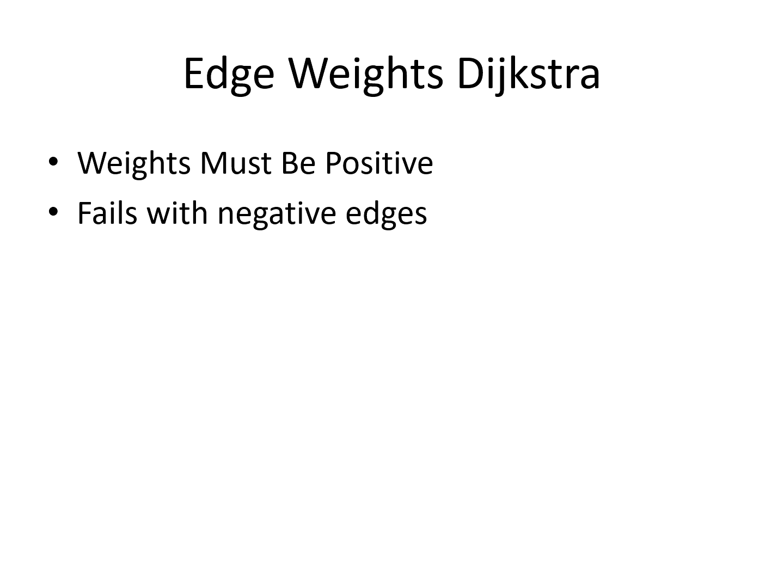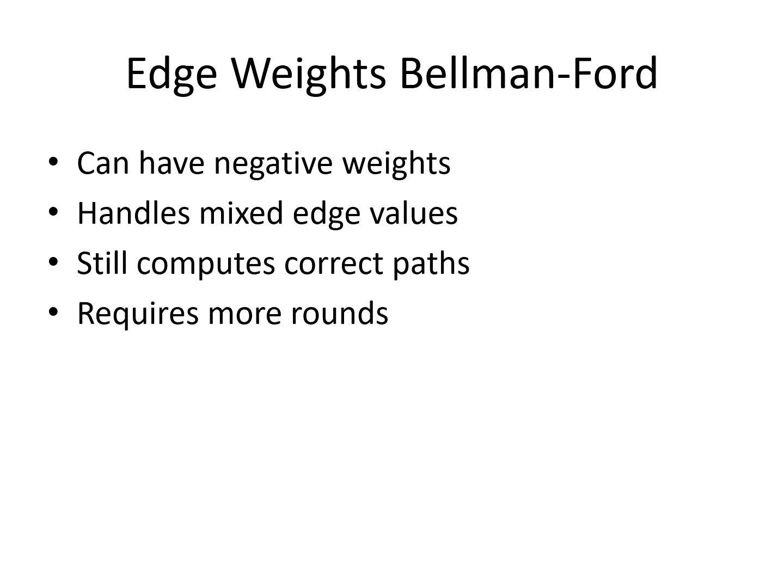So what about the edge weights? Like I mentioned, the edge weights have to be positive with Dijkstra. If you try to put negative edges on there, it would fail. The algorithm would not work at all. And as I mentioned, edge weights with Bellman-Ford can be negative, or mix positive and negative values. It will still work and still compute the correct paths, but it will require more rounds and a little more time.